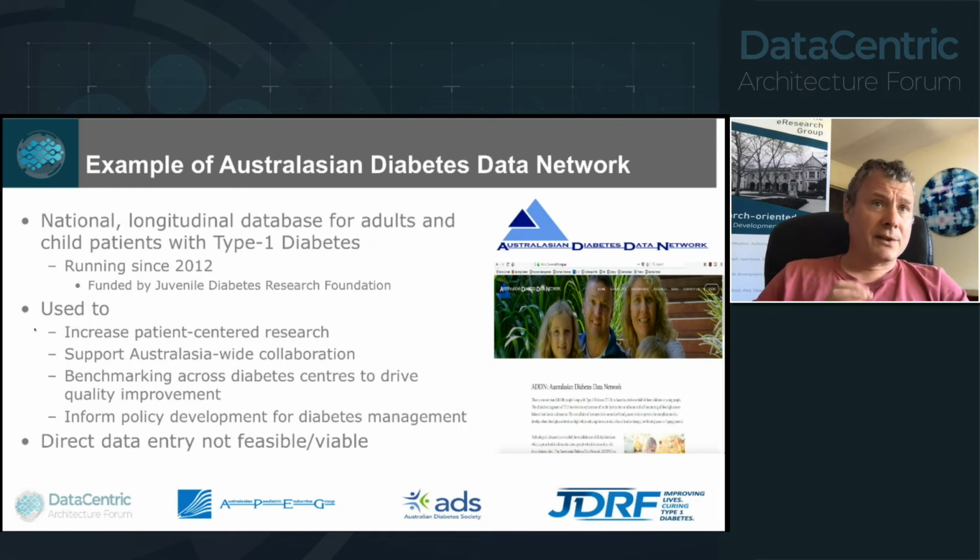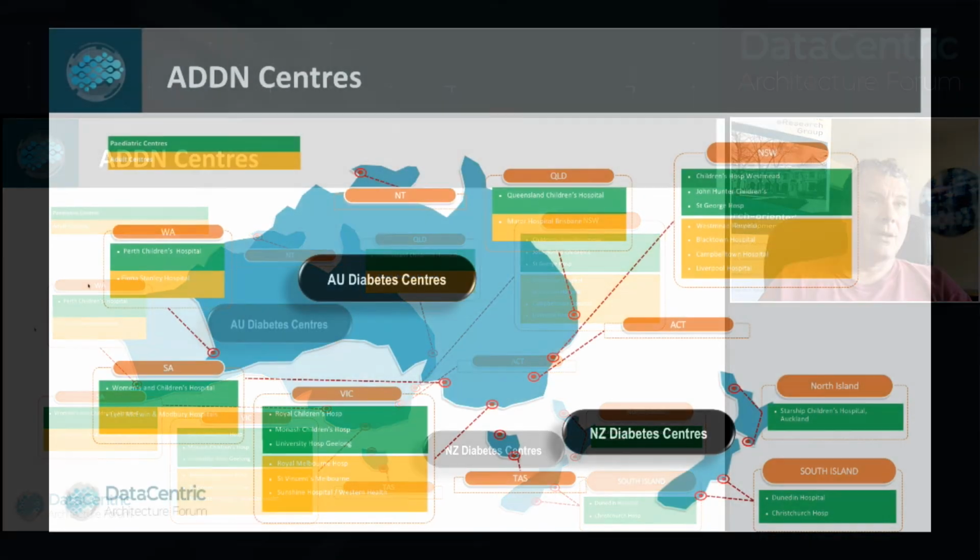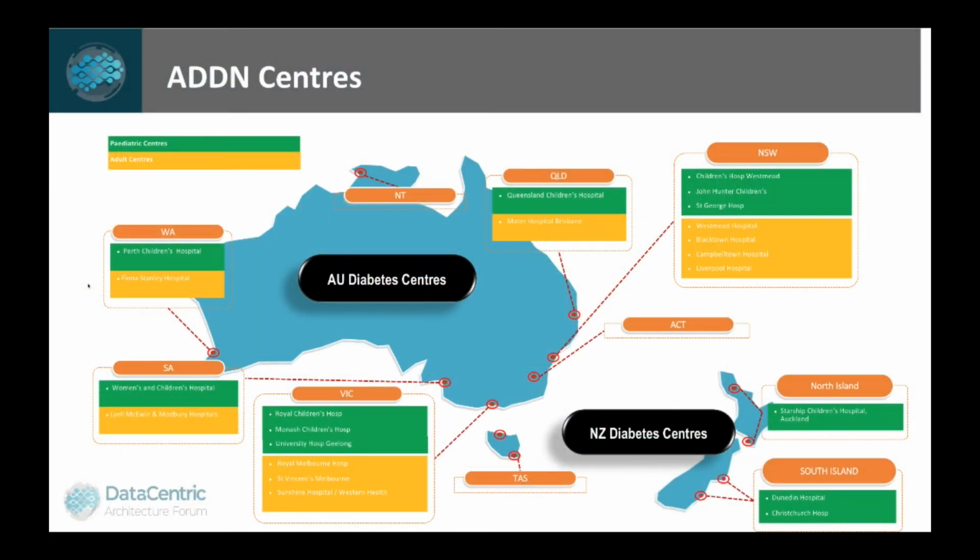Just to give you an idea of the scope of the collaboration, on the next slide we have a map of Australasia with multiple pediatric and adult sites that are involved across the country. These sites are continually growing. We're expecting another 20 or 30 sites because we're just getting another grant from the JDRF to extend the work.